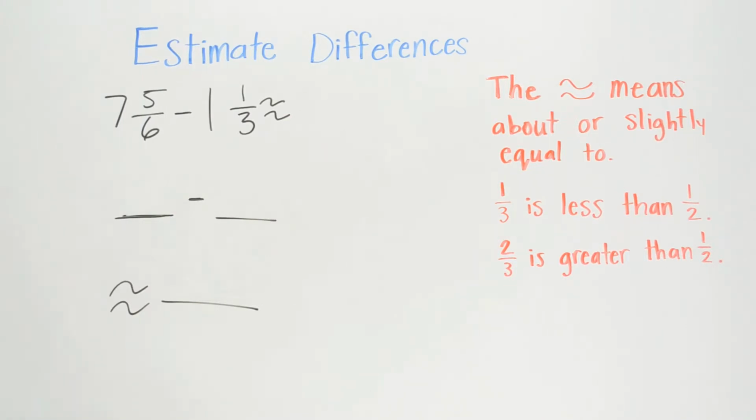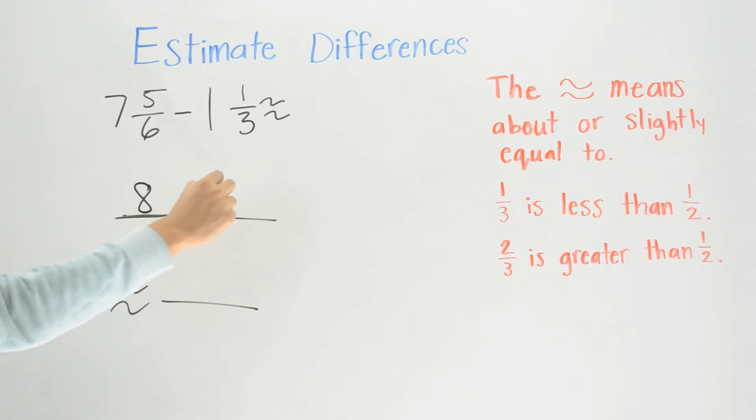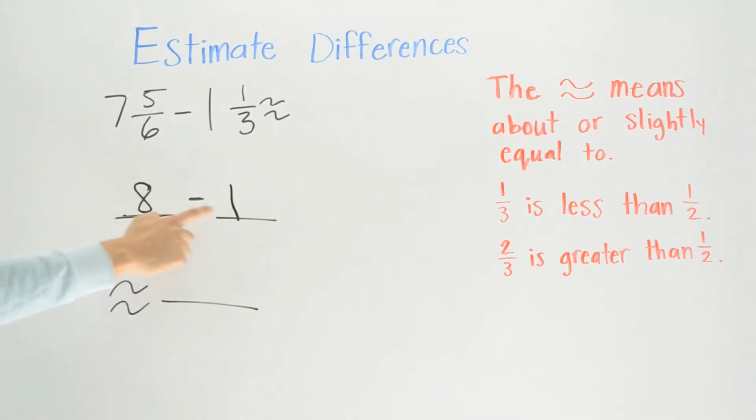I'm going to start with this problem: 7 and 5/6 minus 1 and 1/3. 5/6 is greater than 1/2 because it's closer to 6, so we're going to round 7 to 8. And for 1 and 1/3, we know that half of 3 is 1.5, and 1 is less than that, so we're going to leave 1 as 1. So then we do 8 minus 1, which is 7. Remember, it's not equal to 7, it's about or slightly equal to 7, because we're estimating these fractions.